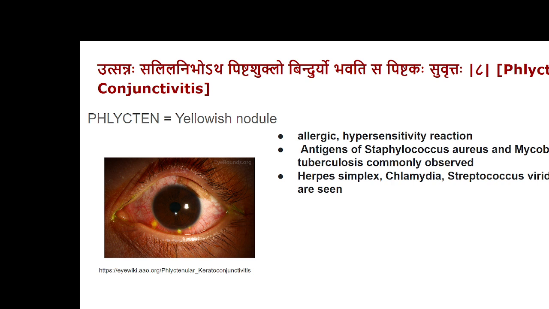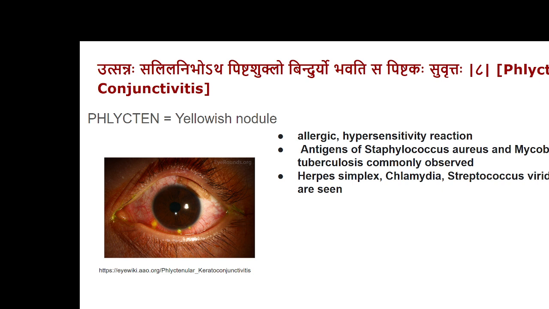Pishtaka is utsannaha salilanibo ata pishtashuklah binduriyo bhavati sa pishtaka, Sushruta says: a circular swelling which looks like a heap of flour. Pishtashuklah looks like a nodule-like appearance, or it also may have a color like water, that is either transparent or yellowish, with a raised surface. Utsannaha means raised surface. Pishtashuklah bindu, a dot which is seen like a heap of flour, is called a pishtaka.